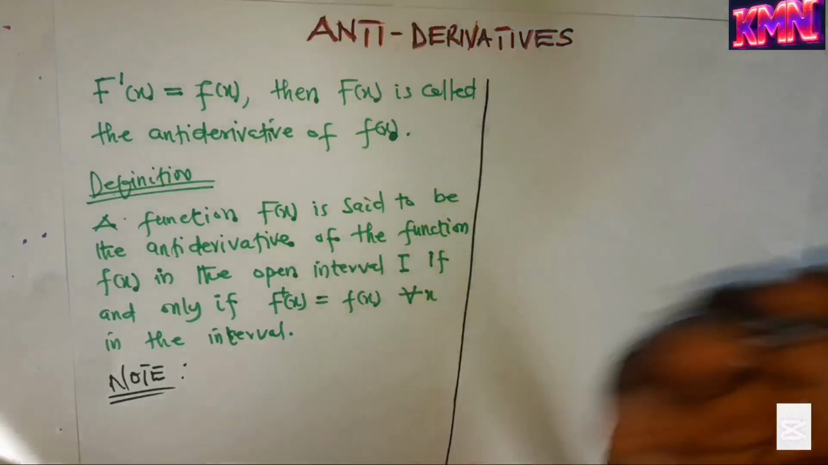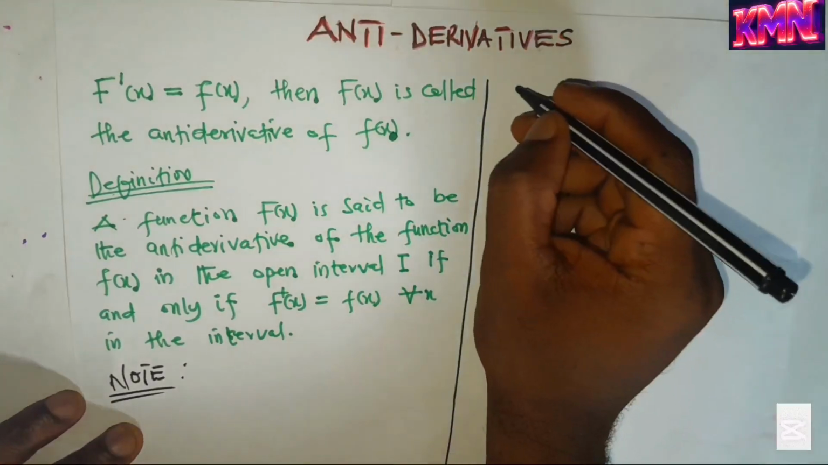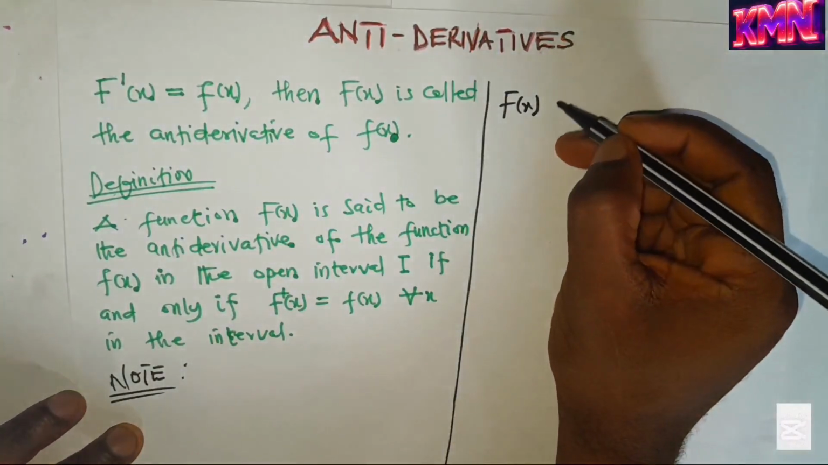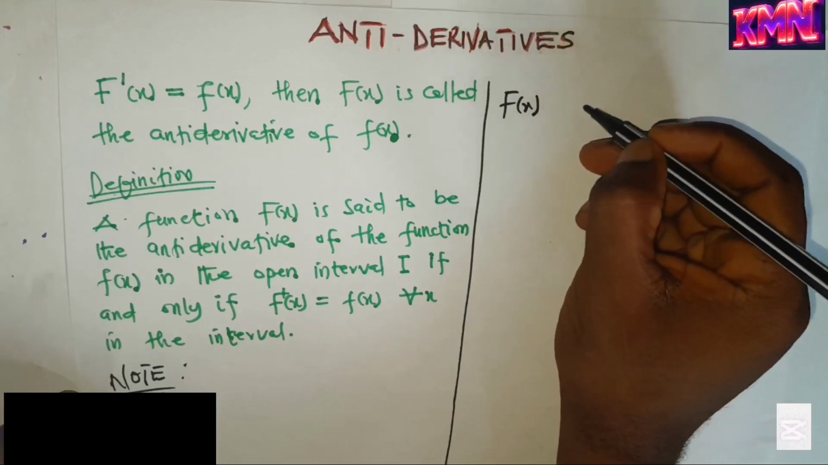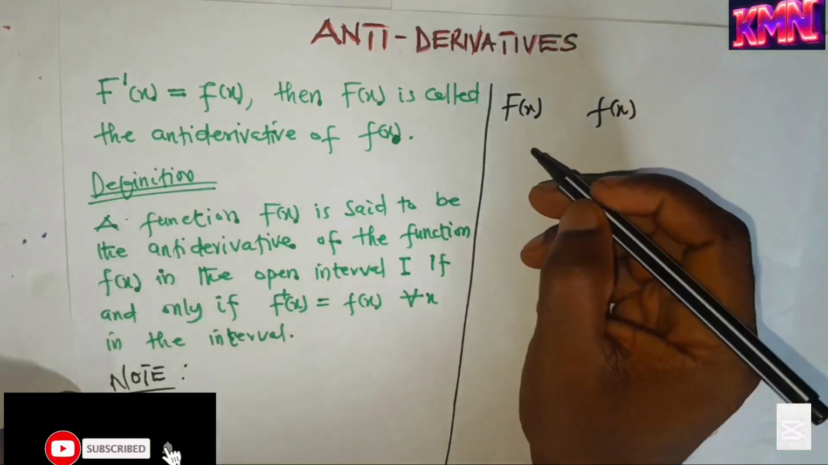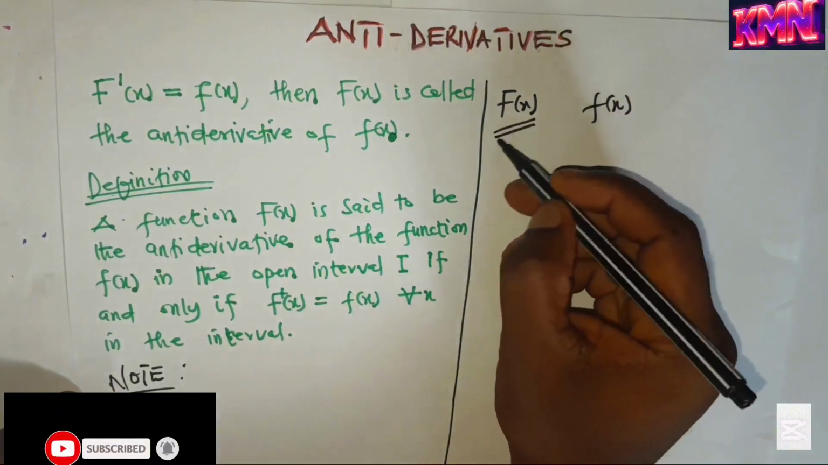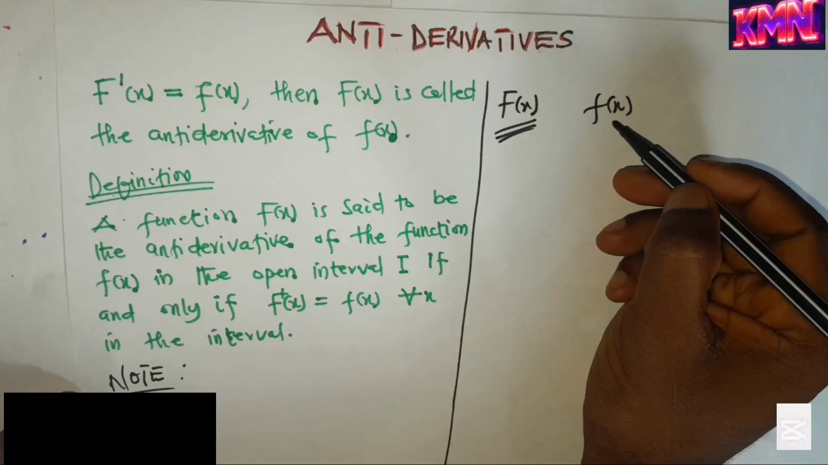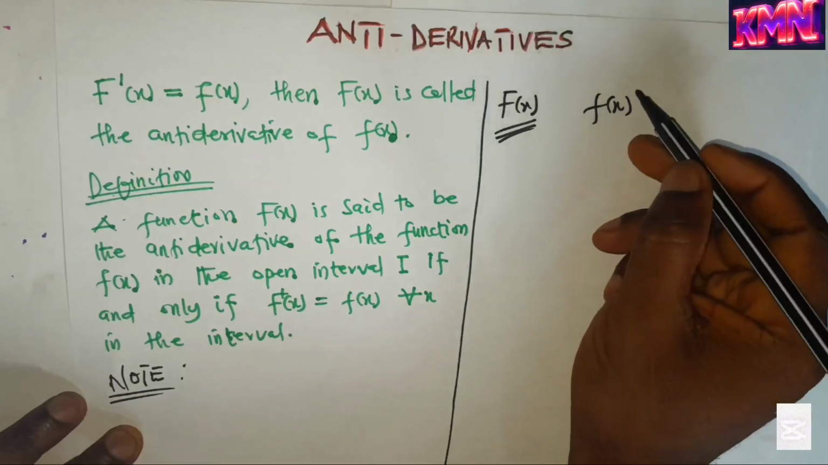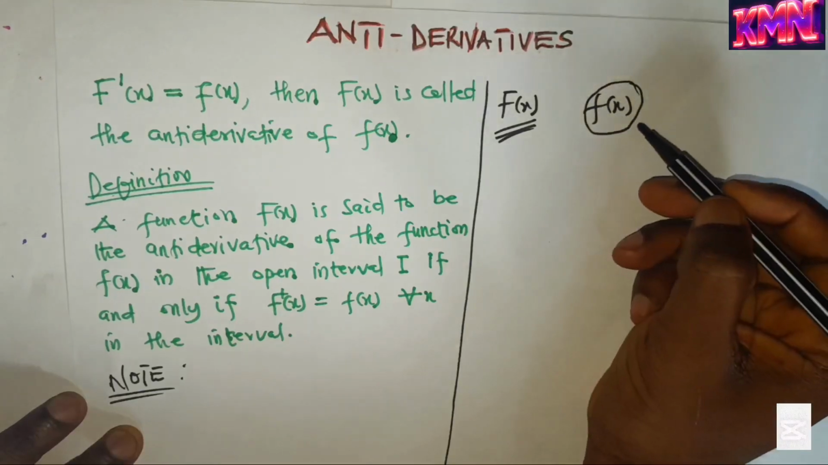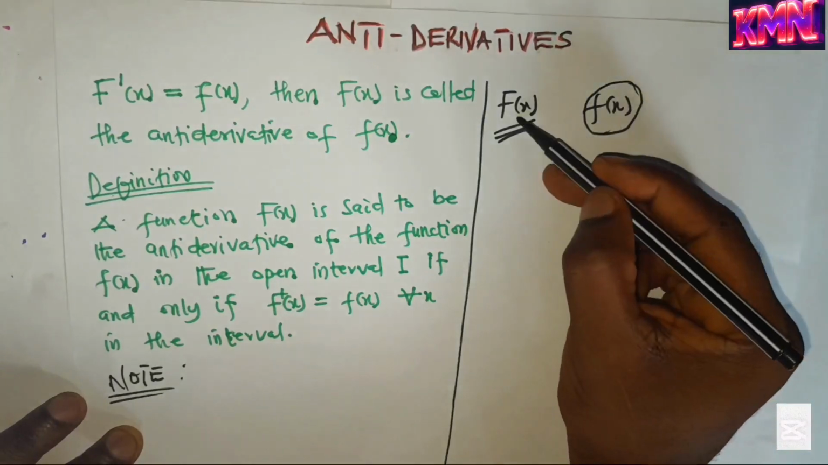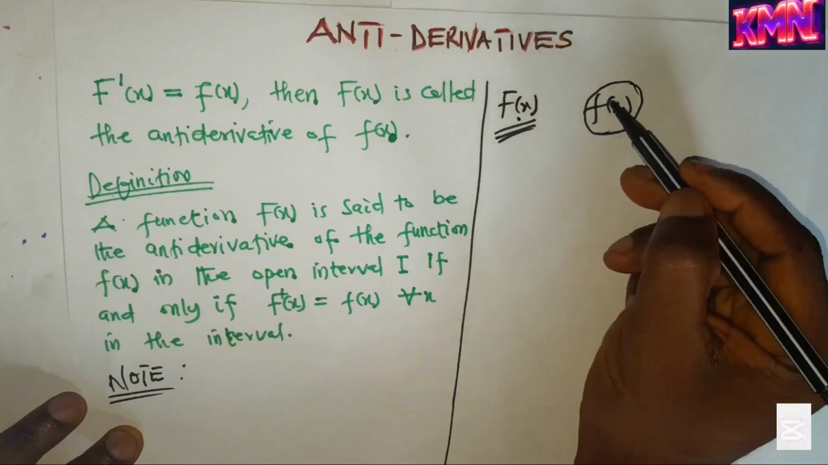So all that you are trying to imply is that if a function, say big F at x, is said to be an antiderivative of another function small f at x, then whenever we differentiate the big F at x, it gives us the small f at x. Simple. So in other words, this is the original function, but when we integrate this function, we get this. But when we differentiate this function, we get this.